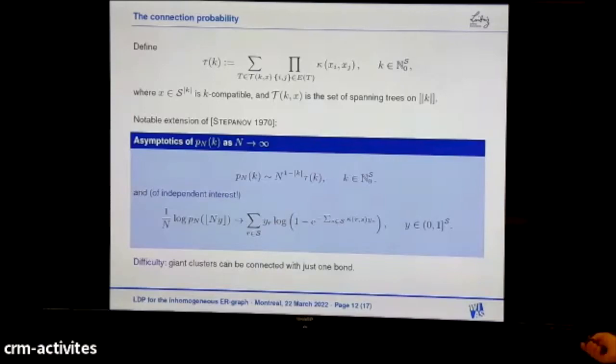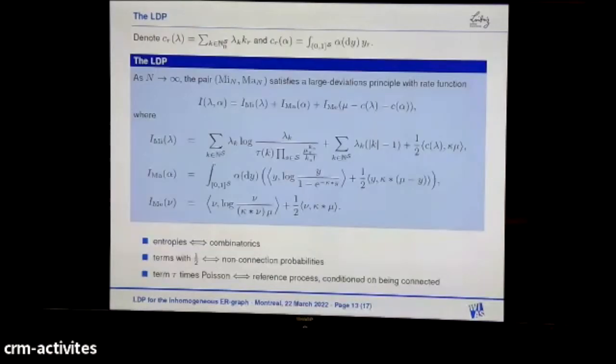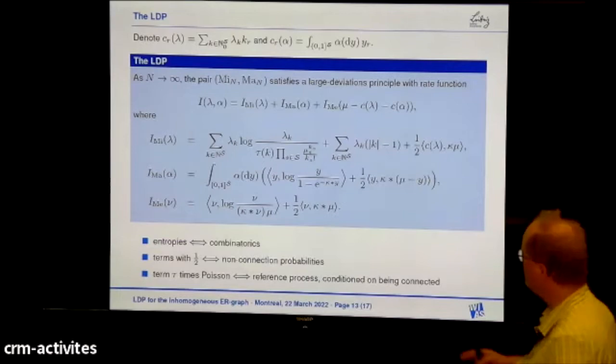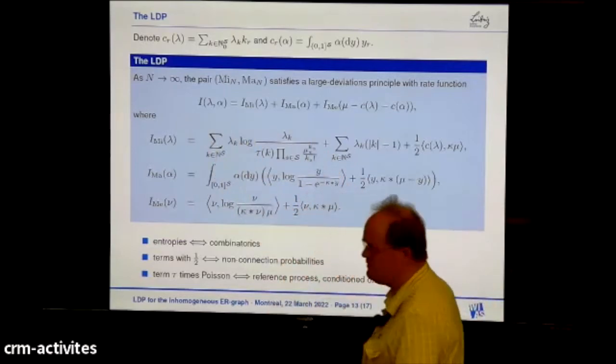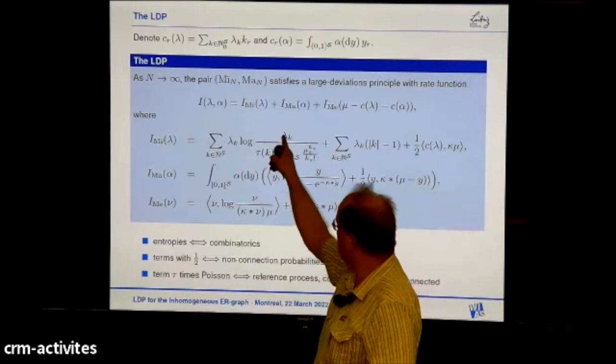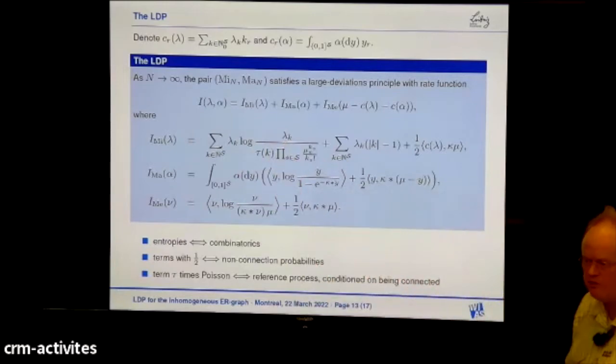Yeah, and nobody sees this on an exponential scale. Okay, this is now the large deviation principle for the multi-type version. Yeah, again, what can I say? There are lots of terms. I would say this one is still the most important one. So it is of the same form. The lambda k log lambda k tells you there are some combinatorics behind it, okay?